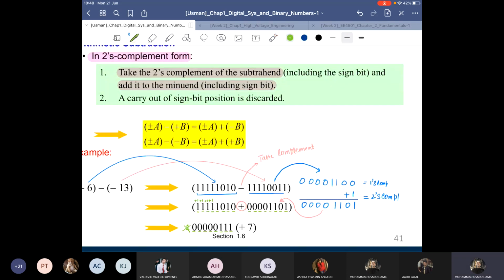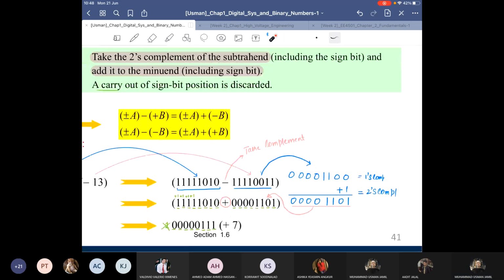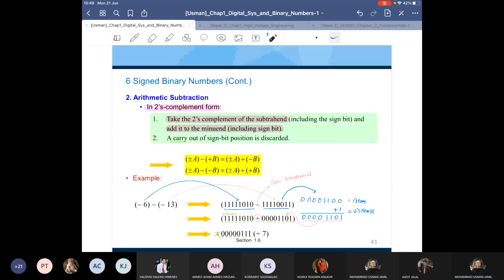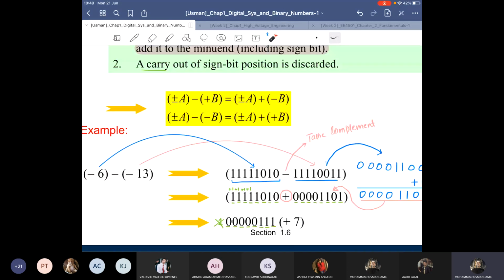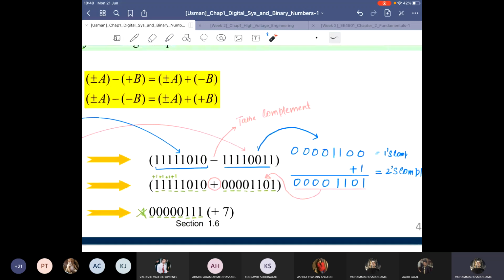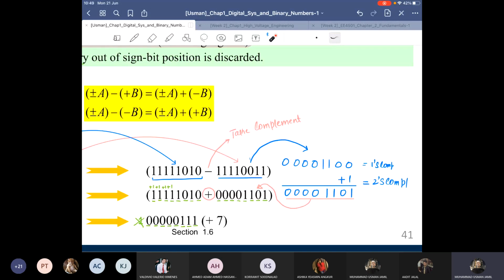You can see they also say a carry out of the sign bit position is discarded. That's why we discard this one. So this is the answer for your question. This way we can do binary addition for signed binary numbers. If they do not mention whether your number is signed or unsigned, you should not worry. Just consider this.